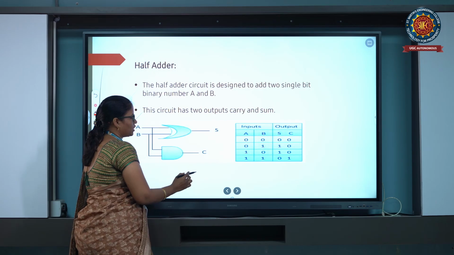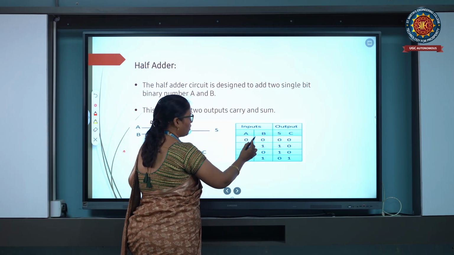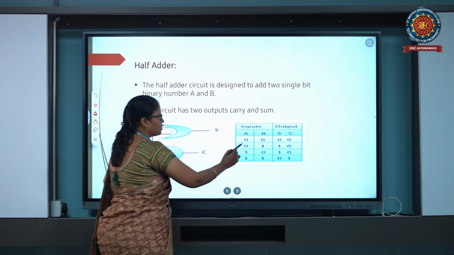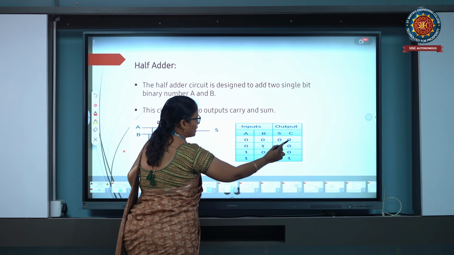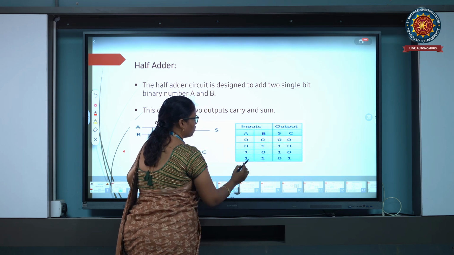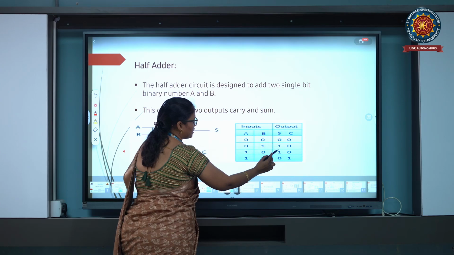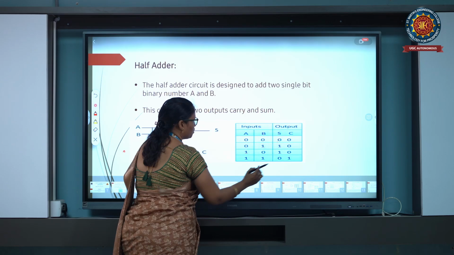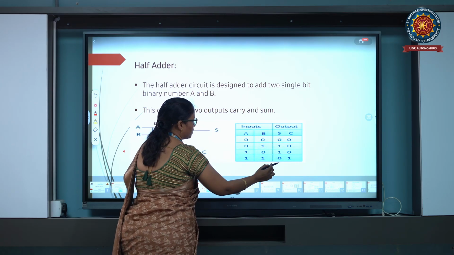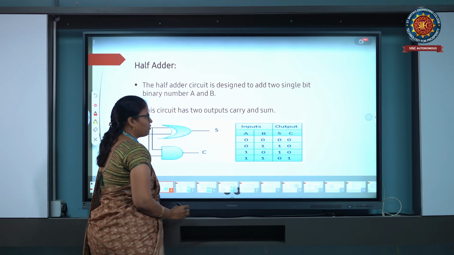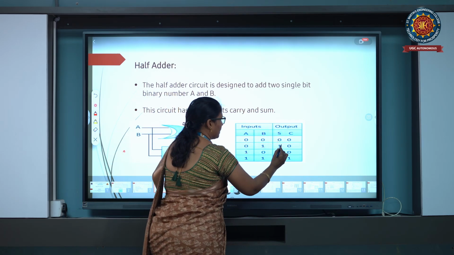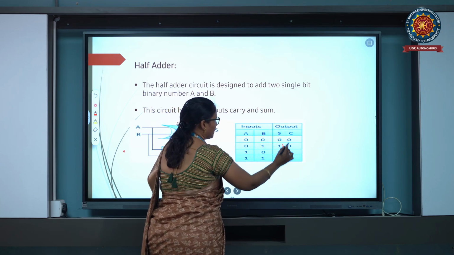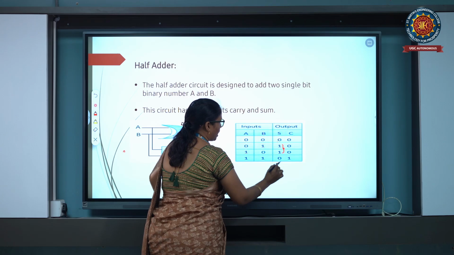If we consider the truth table for the half adder, here we have two inputs and the outputs are sum and carry. When it is 0, 0, the sum is 0 and carry is 0. When it is 0, 1, sum is 1 and carry is 0. When it is 1, 0, the sum is 1 and carry is 0. When it is 1, 1, the sum is 0 and carry is 1. If we observe the truth table, the sum is generated when only one of the inputs is high. Carry is generated when two inputs are high.